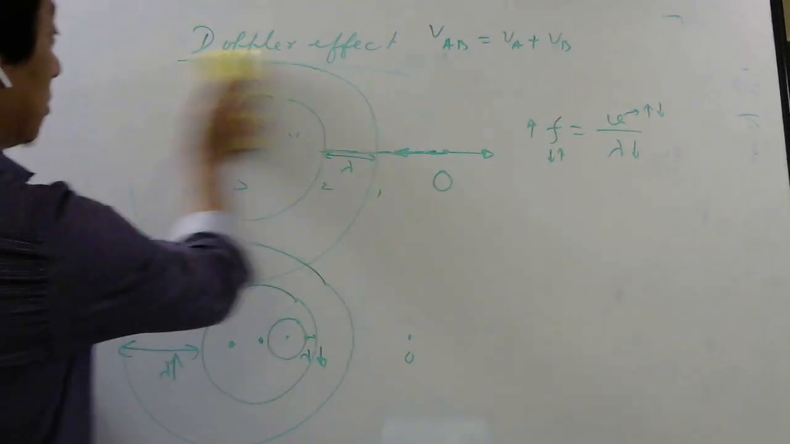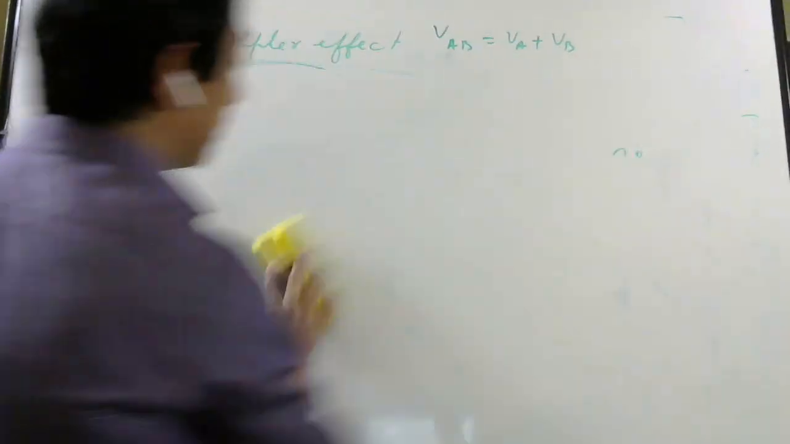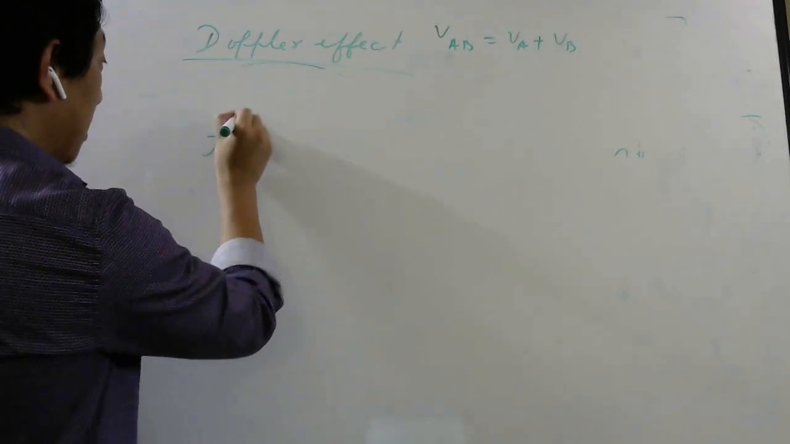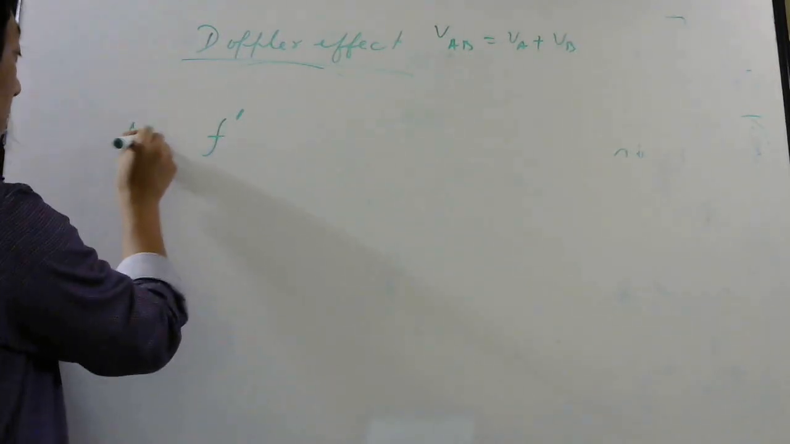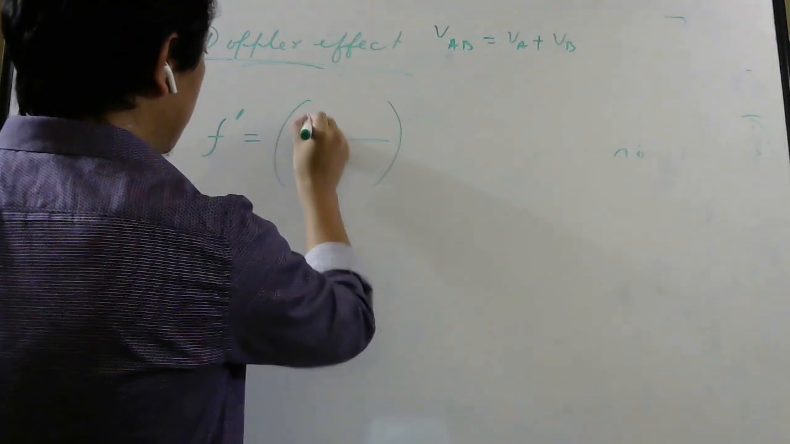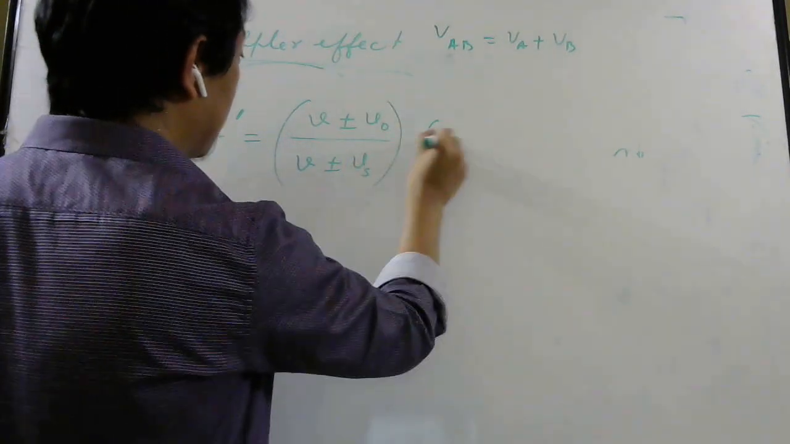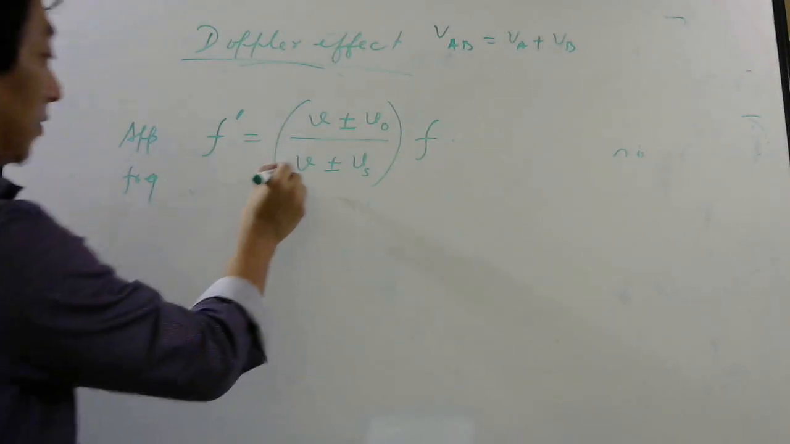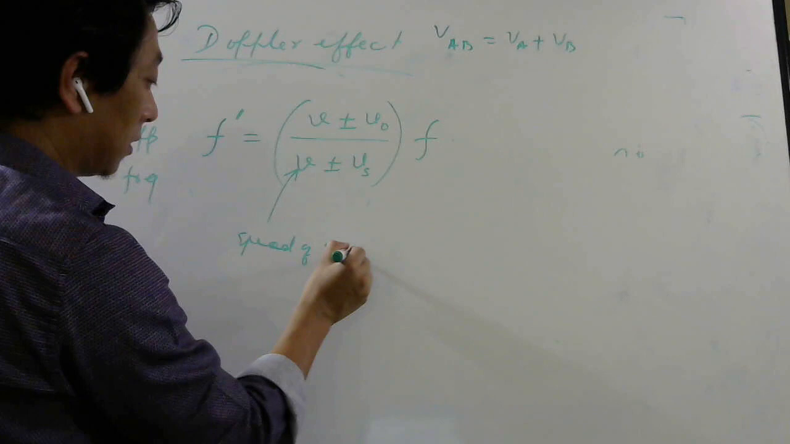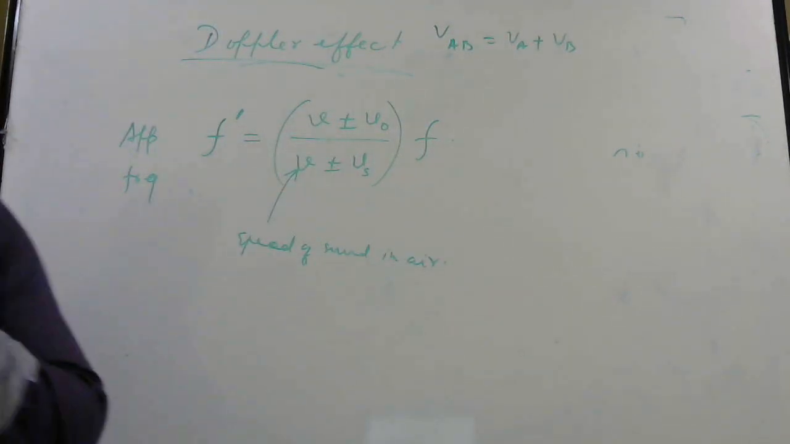So once you have understood this, the final formula that we write is: the frequency which is heard by the observer, which is called the apparent frequency, is given by the formula f' = (V ± Vo)/(V ± Vs) times f. So this V represents the speed of sound in air. Okay, so in air here means with respect to air.